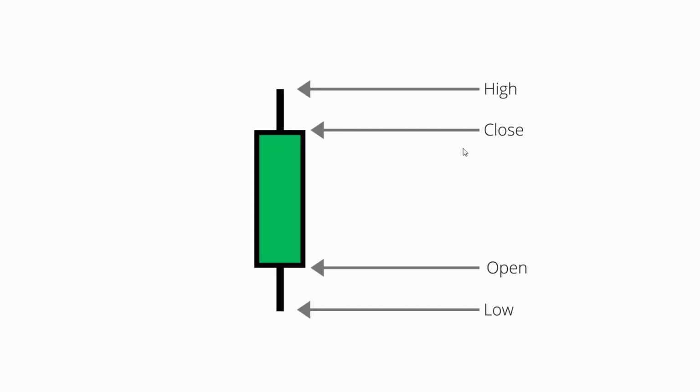Now, this is for a day where the stock did well and the stock went up. That's why it's green. Green means good. Red is the complete opposite. Red means the stock went down, and all that switches are the open and close. This means the top is the open and the bottom is the close.